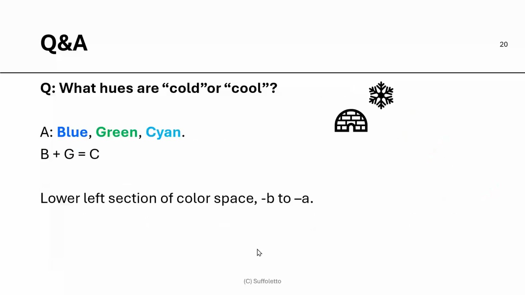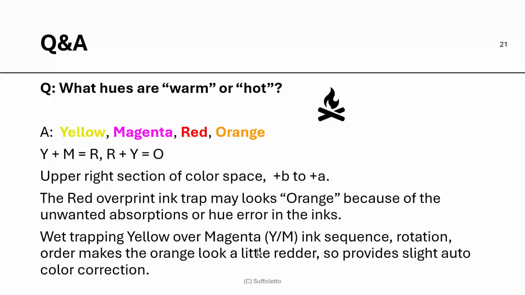What hues are cold or cool? Blue, green, and cyan. Blue plus green is cyan. So this would be the lower left section of the color space from -B to -A. What hues are warm or hot? Yellow, magenta, red, and orange. Yellow plus magenta is red. Adding a little bit more yellow to the red makes it an orange. So this would be the upper right section of the color space from +B to +A.